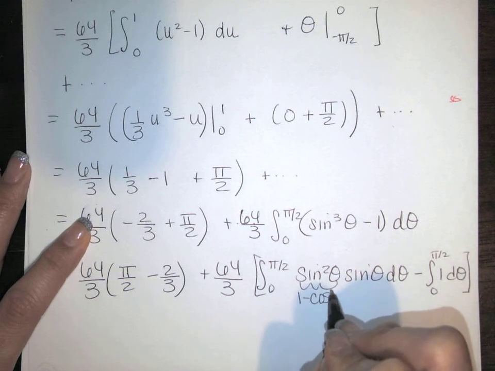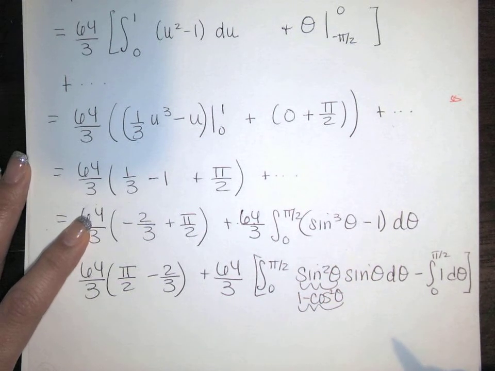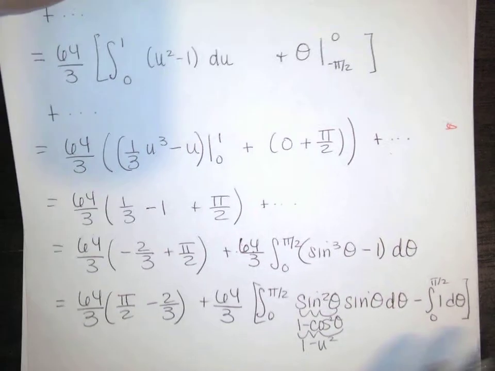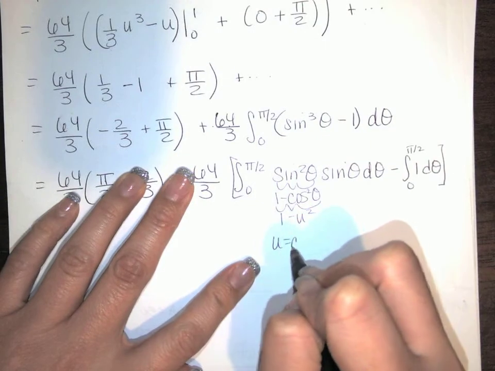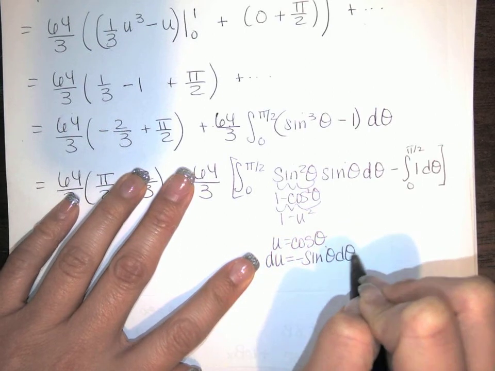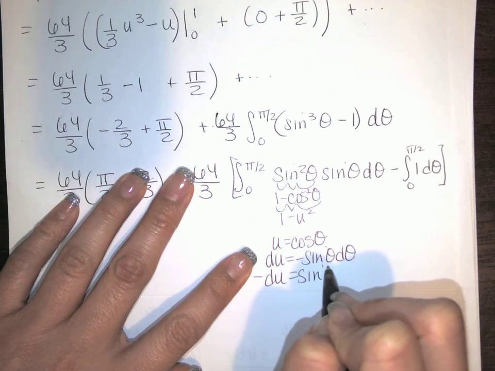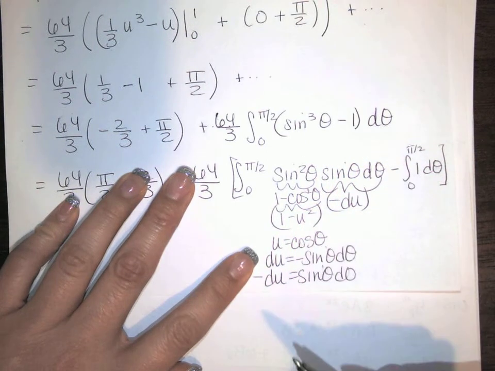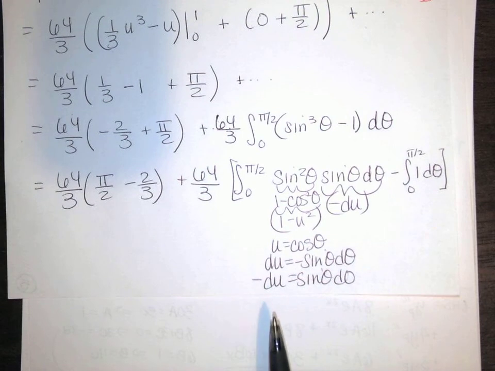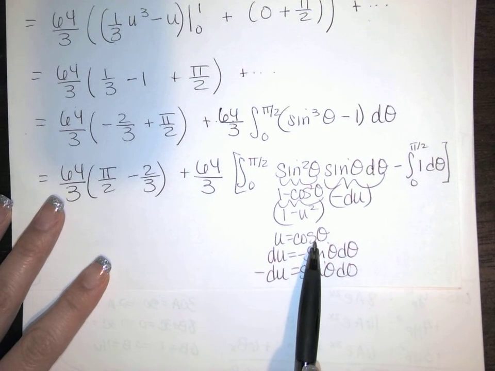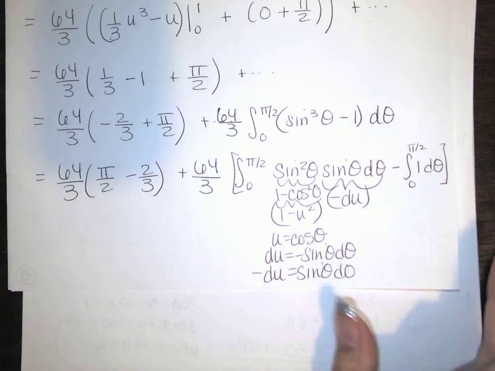Sine squared is 1 minus cosine squared. Whenever you're doing a trig sub where sine is raised to an odd power, let u equal cosine. So we get 1 minus u squared there, where u is cosine of theta. Du is negative sine of theta d theta. So negative du is sine of theta d theta. That's that right here. Now we need new bounds. When theta equals pi over 2, cosine equals 0. When theta equals 0, cosine equals 1.